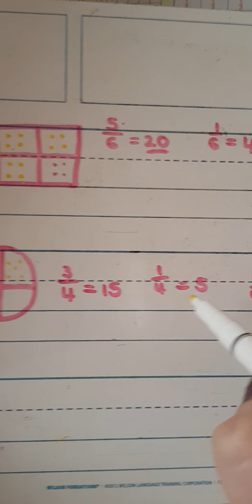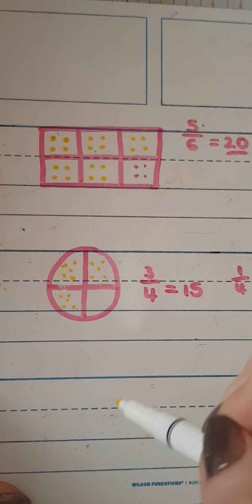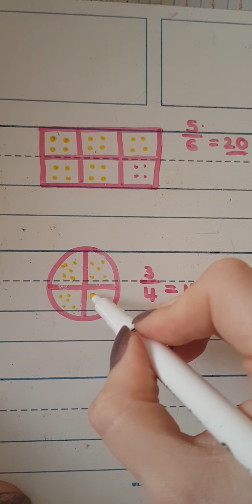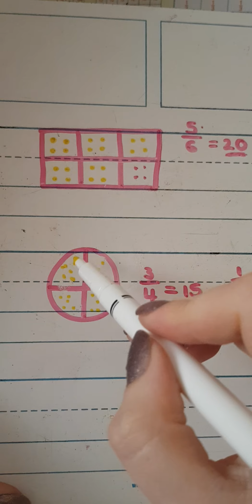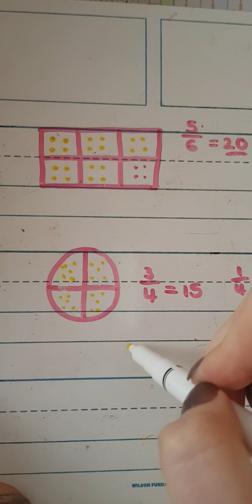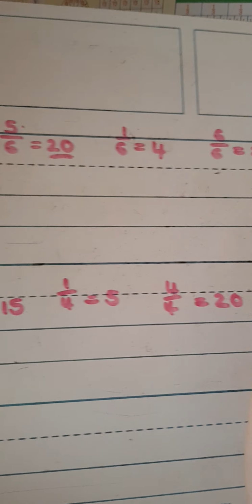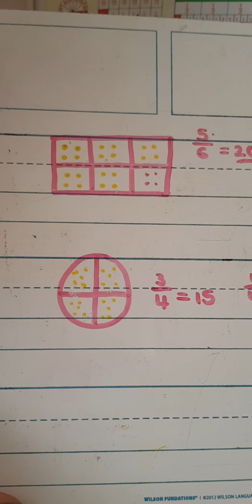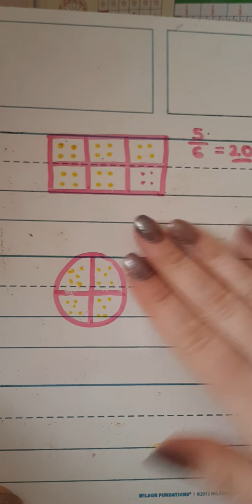So I know that 1/4 is 5, because in one part out of 4 there's 5. And I also know that if they are all 5, this one is going to be 5. So I'm going to count them all up. 5, 10, 15, 20. So I know that 4/4 is 20. So that's the first way to do it. It involves dividing and it involves drawing shapes. So that's why I think it's a bit harder.